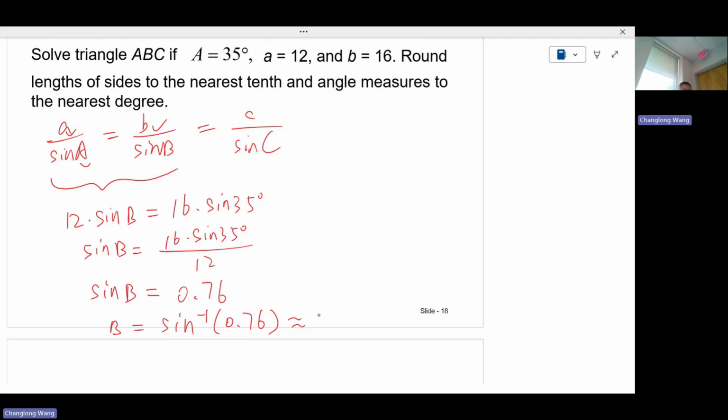49.6 degrees. Okay, so 49.9. So let's go with 50 degrees, so it'll be a little bit easier to calculate things in the future, right? Thank you. So it's about 50 degrees.